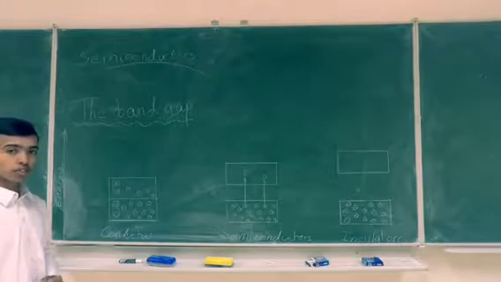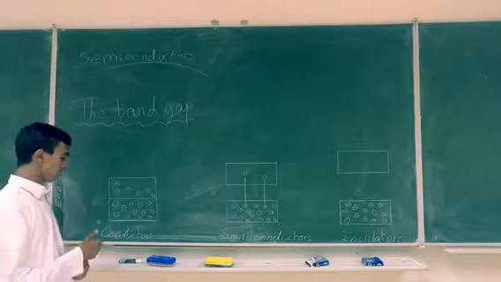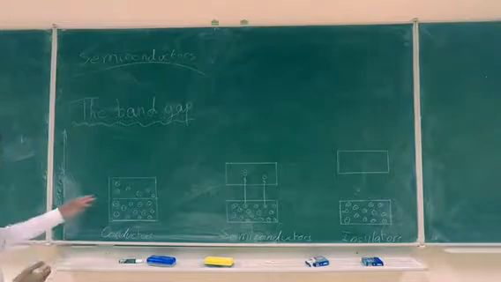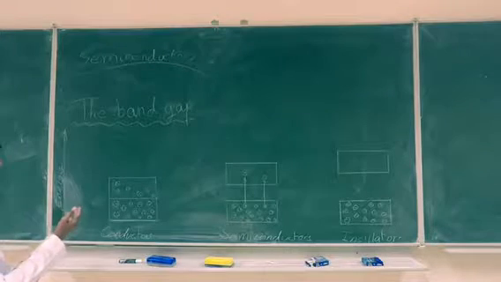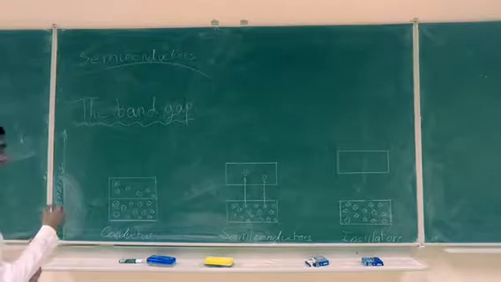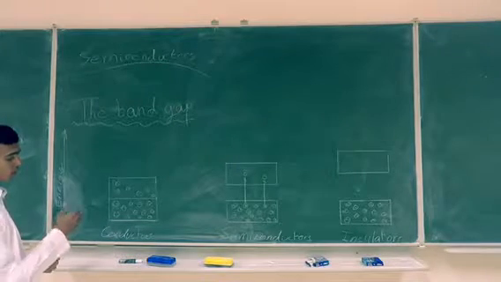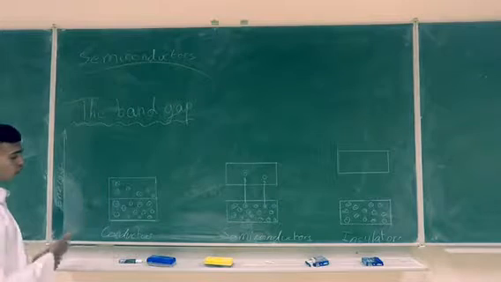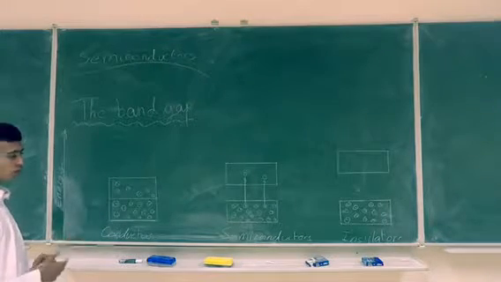Now, the band gap is a major factor determining the electrical conductivity of a solid. Here in the conductors, the band gap does not exist, or sometimes it does exist, but in very little amount, because the valence band and the conduction band overlap. So the electrons can move freely from the valence to the conduction band without any energy loss.